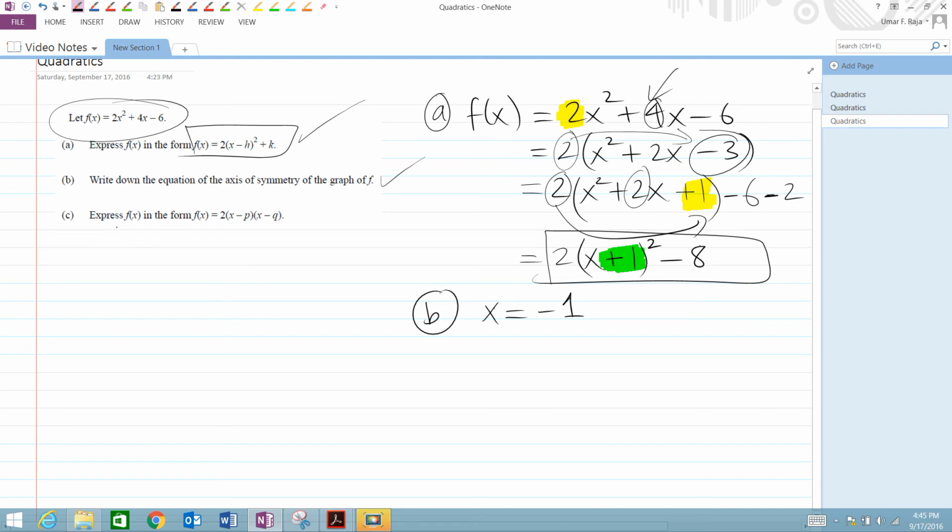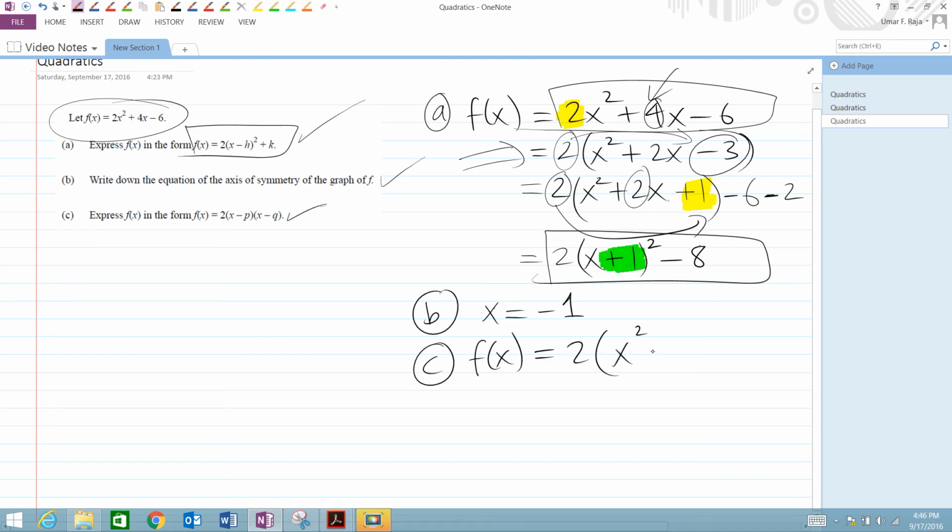Now in the last part of the question, they want you to express this thing in the intercept form. And the way that you're going to do that is by factoring the original problem that they gave you. And this is how we're going to do that. Since we've already factored out the 2 in the second part of the problem, we're not going to start from the beginning. We can just start from this since we've already taken out the 2.